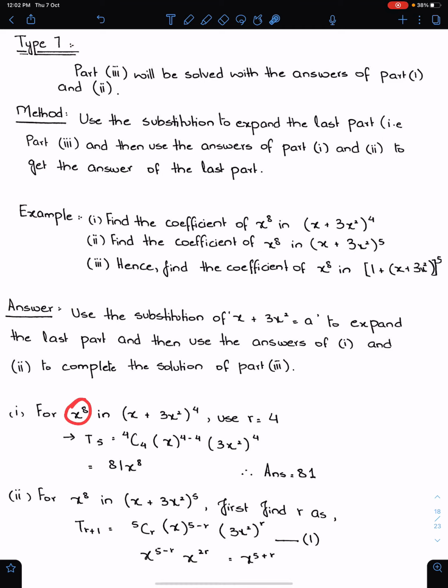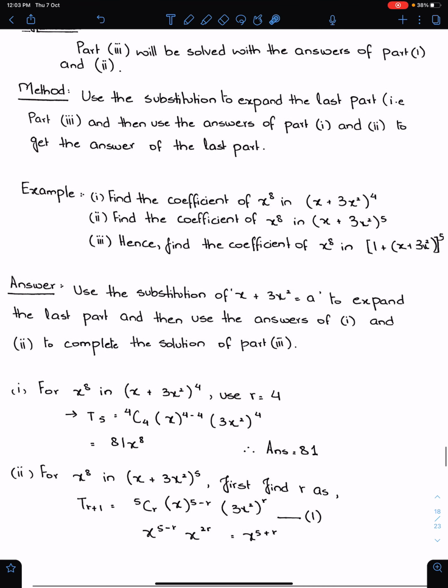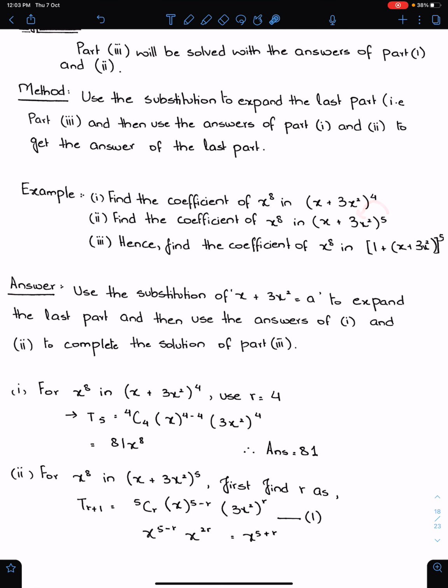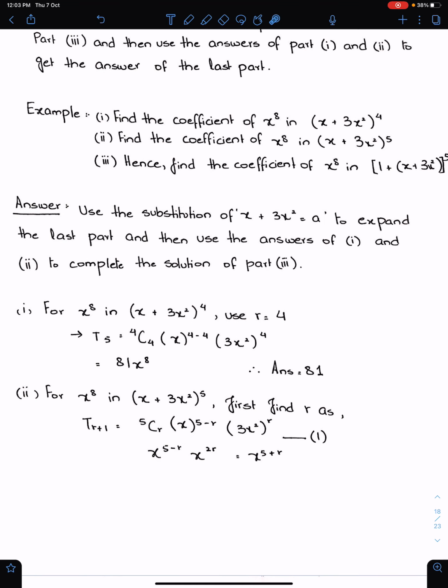So for x^8 in this expansion, r is 4, therefore T5, so the answer is 81. I explain these things while solving this part. For x^8, in this one you need to find the value of r first. We don't know which term is x^8 here. So first substitute the x^8 terms into this formula and get the value of r.